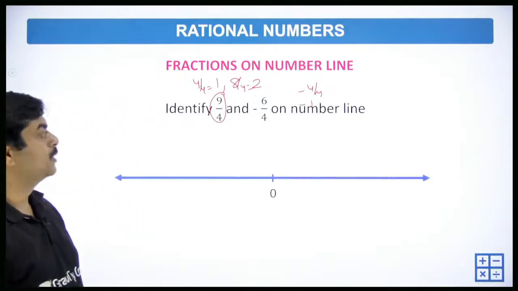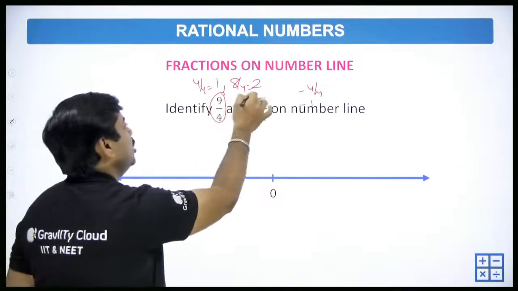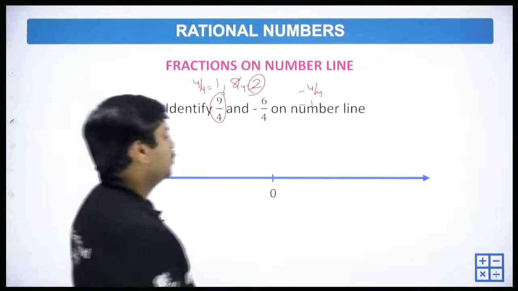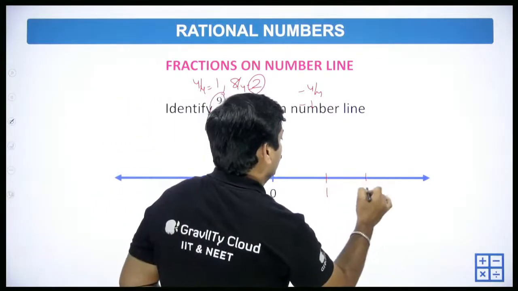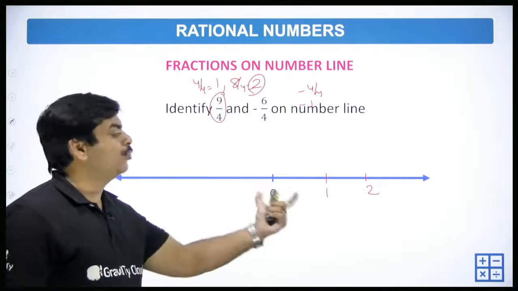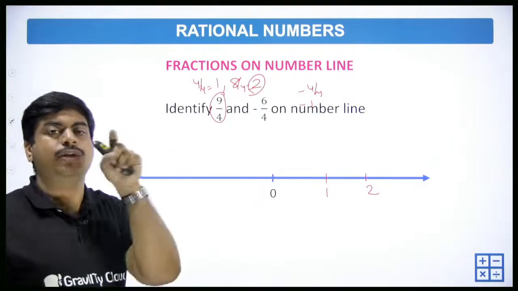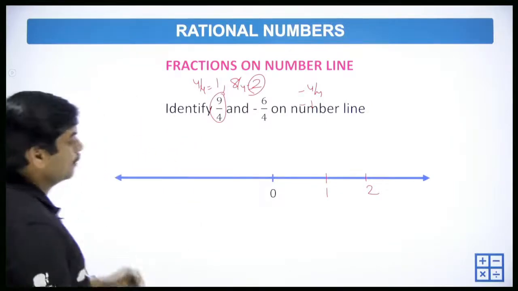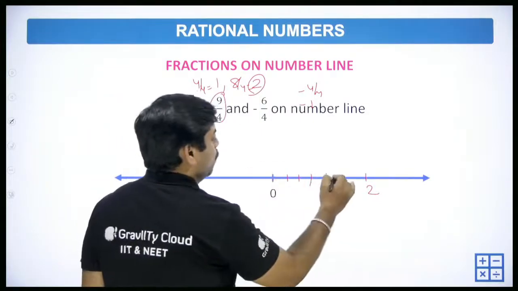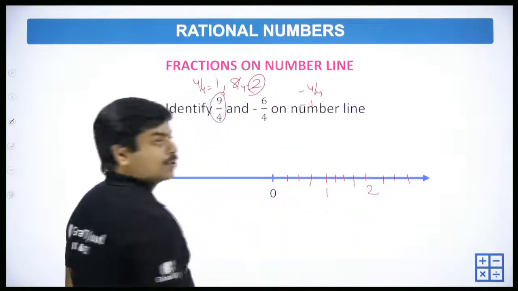So now tell me how to draw this one. 9 by 4 is a value greater than 2. I know that. So 0, this is 1, this is 2, and after 2. Now, every 1 unit you need to divide into 4 parts. Let me write that once again. So 1, 2, 3, 4 parts, and the next 1, 2, 3, 4 parts, and so on, whatever it is after that.